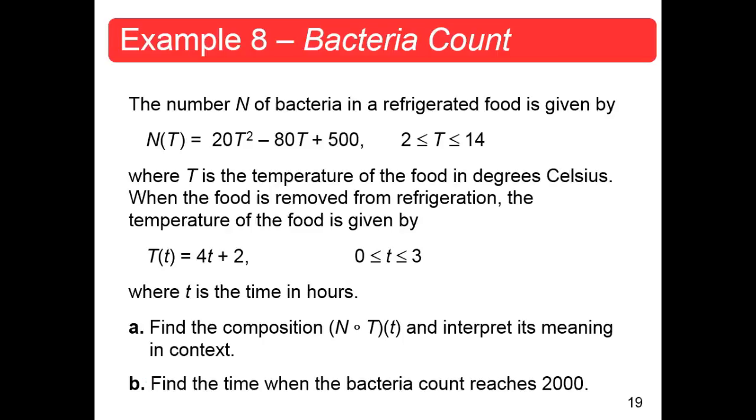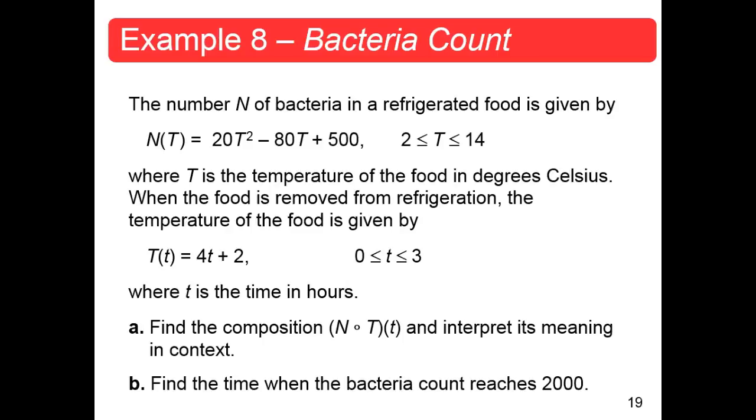Now, here's the interesting part. See how it meshes together. When your time is 0, which is when you first bring it out of the fridge, what is your temperature? When little t is 0, what's your temperature? 2 degrees, and that's what it was when you pulled it out of the fridge. See, this problem sort of makes sense.